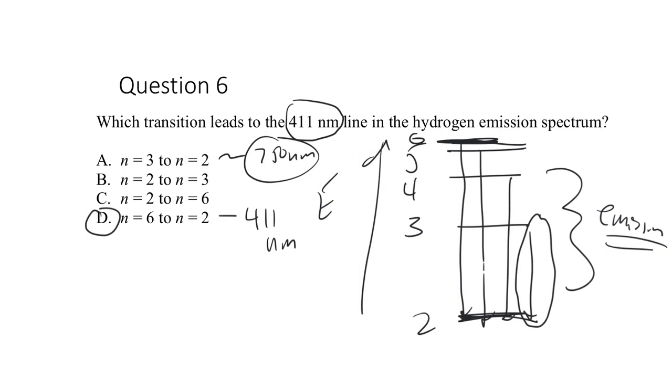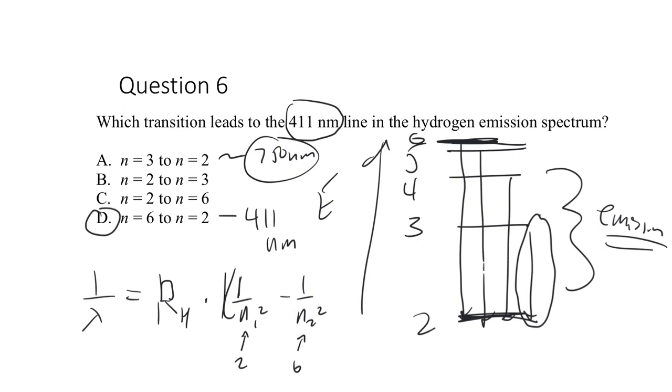Now, how can we show this, or how can we double check that this is the wavelength? Well, there's a few ways that we can do that. We can use 1 over wavelength is equal to the Rydberg constant for hydrogen times 1 over N1 squared minus 1 over N2 squared, where we plug in a 2 here and a 6 here. We use the Rydberg constant for hydrogen, and that gives us the inverted wavelength, so then we can convert it to wavelength and see that it's the 411 nanometer line.